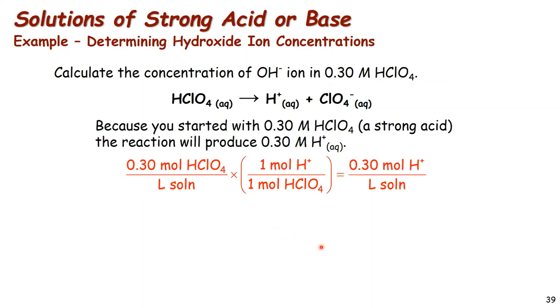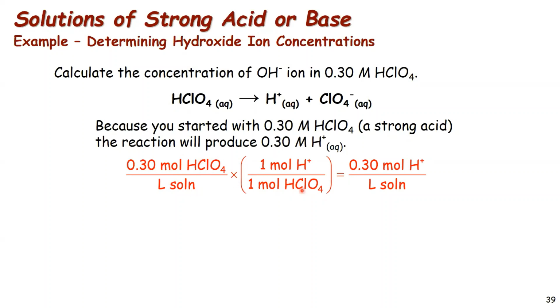Again, because it's a strong acid. I could show that mathematically like this, right? This doesn't appear in your notes. It might, but anyway, it's our 0.3 molar of the perchloric acid. And then from the balanced chemical equation, I could relate the perchloric acid to the hydrogen ion. And again, we can see it's a 1-to-1 reaction.